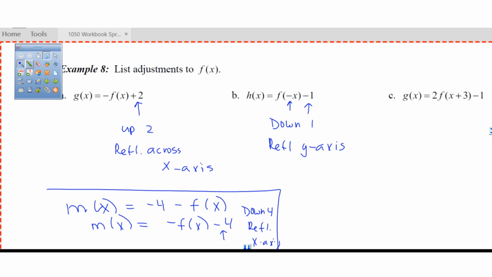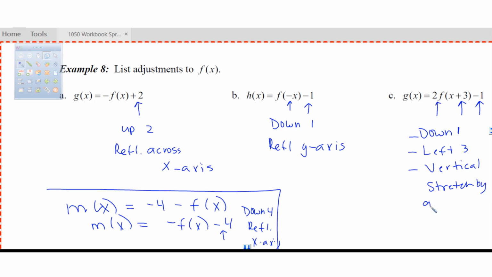Okay, everybody look right here. Minus 1, plus 3, and then a 2. Talk to me about the negative 1, everybody. Down 1. Talk to me about the plus 3. Left 3. Talk to me about the 2. It's a stretch. It's a vertical stretch. So 1, 2, 3. By a factor of, talk to me, by a factor of 2. Why is it not a shrink? Because 2 is bigger than 1. Yeah, are we done? Yay, done. Yes.